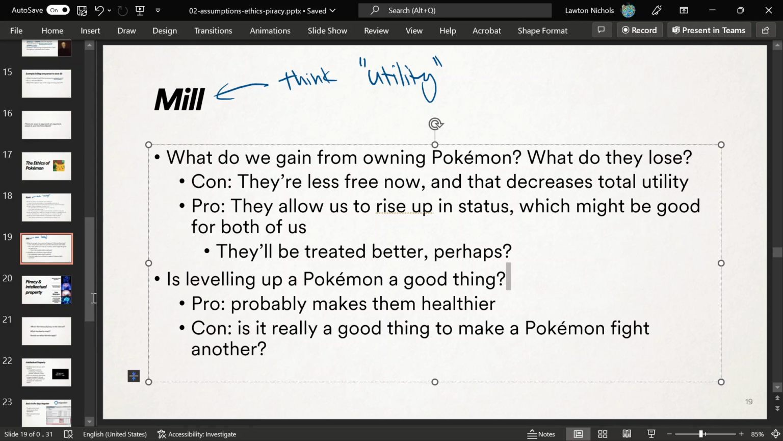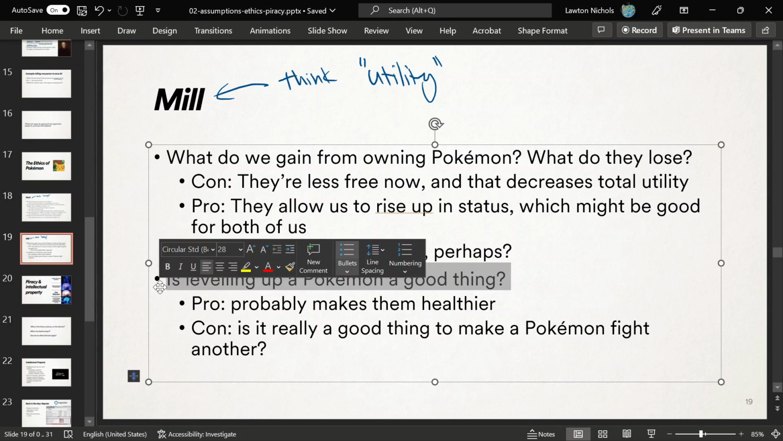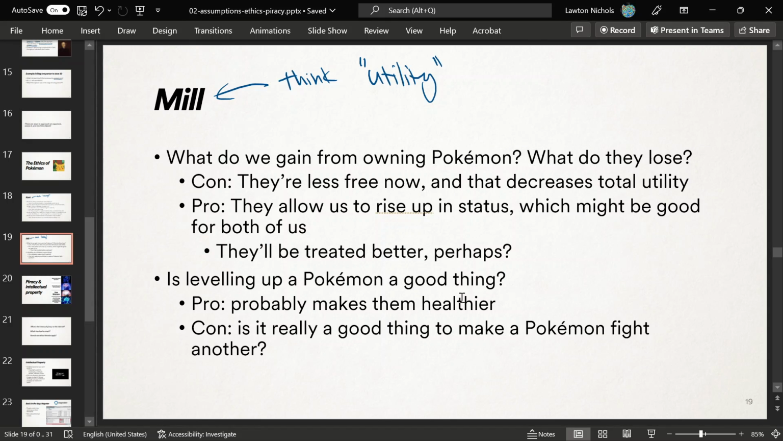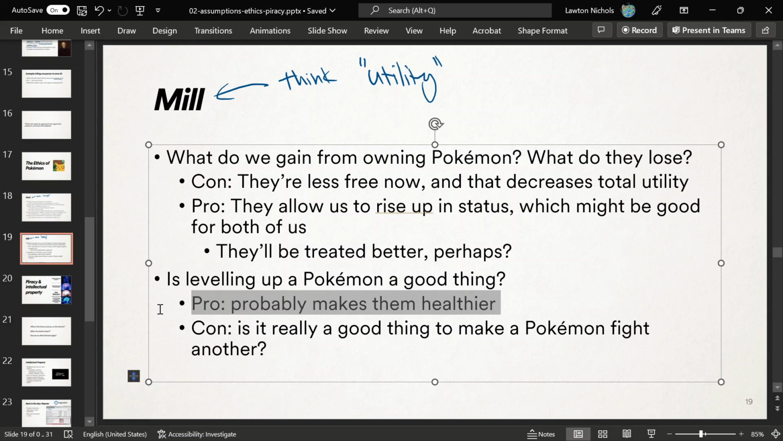Again, another question, is it a good thing to even level up a Pokemon, having them rise up in status? Because that involves forcing them to fight other Pokemon, right? So a pro is, well, it's probably making them healthier, like that's their gym.